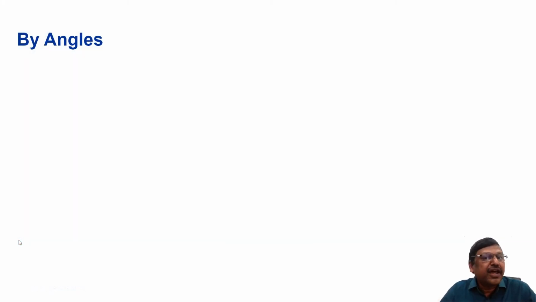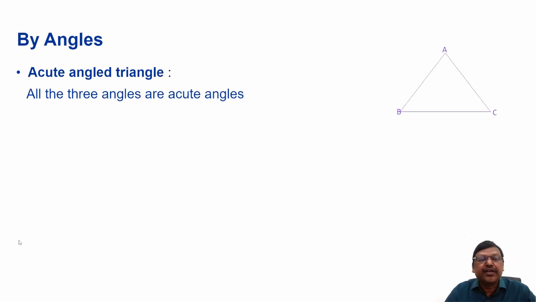Based on angles, triangles can be classified into three types. The first one is acute angle triangle, where all the three angles are acute angles. You know, an acute angle means less than 90 degrees. Now here, AC square is less than AB square plus BC square.